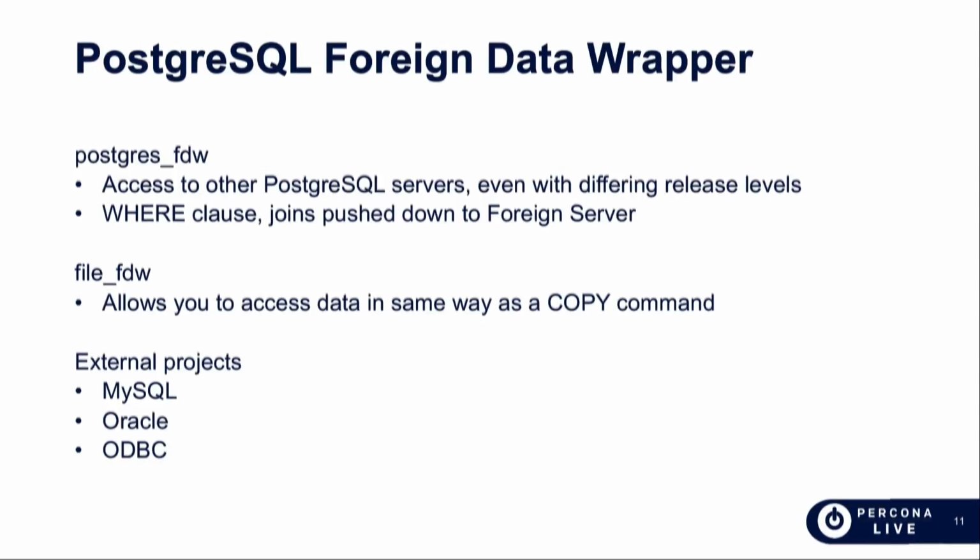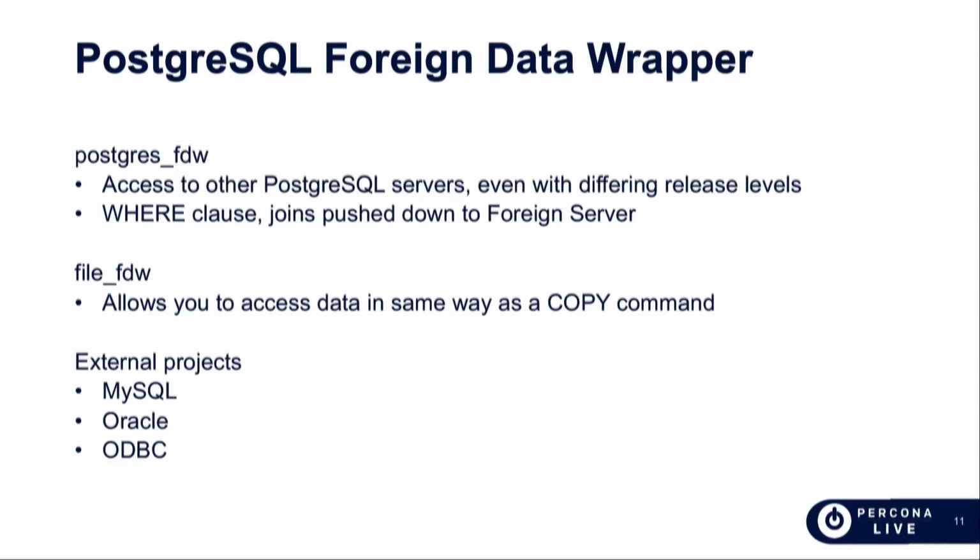So these mechanisms are intelligent in that we are pushing down the where clause and the column list, and in some cases joins down to the foreign server. So if you join two tables together, it doesn't always bring the whole table back to the local server and then do the join. That would be pretty stupid, right? So we've gone to a lot of trouble not to do that.